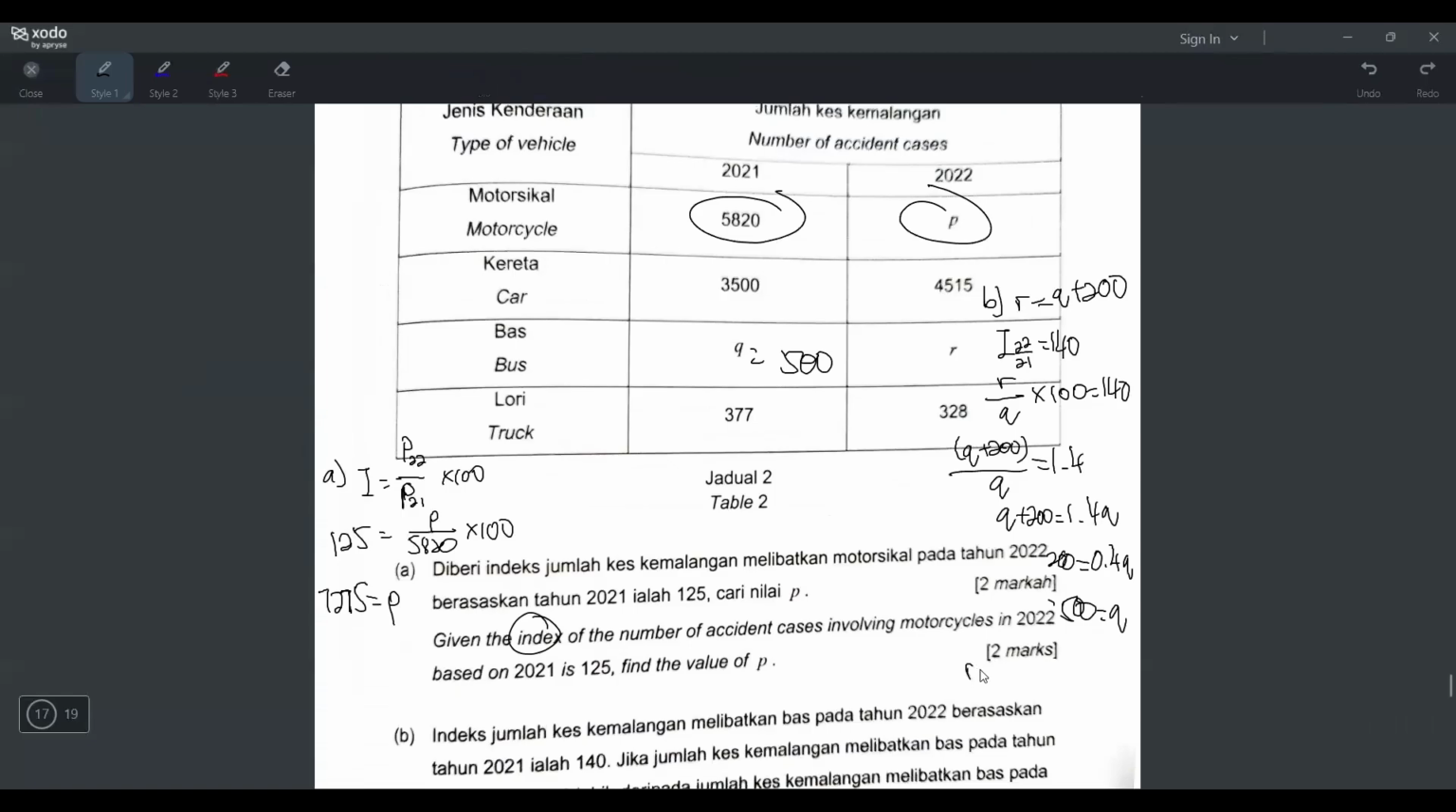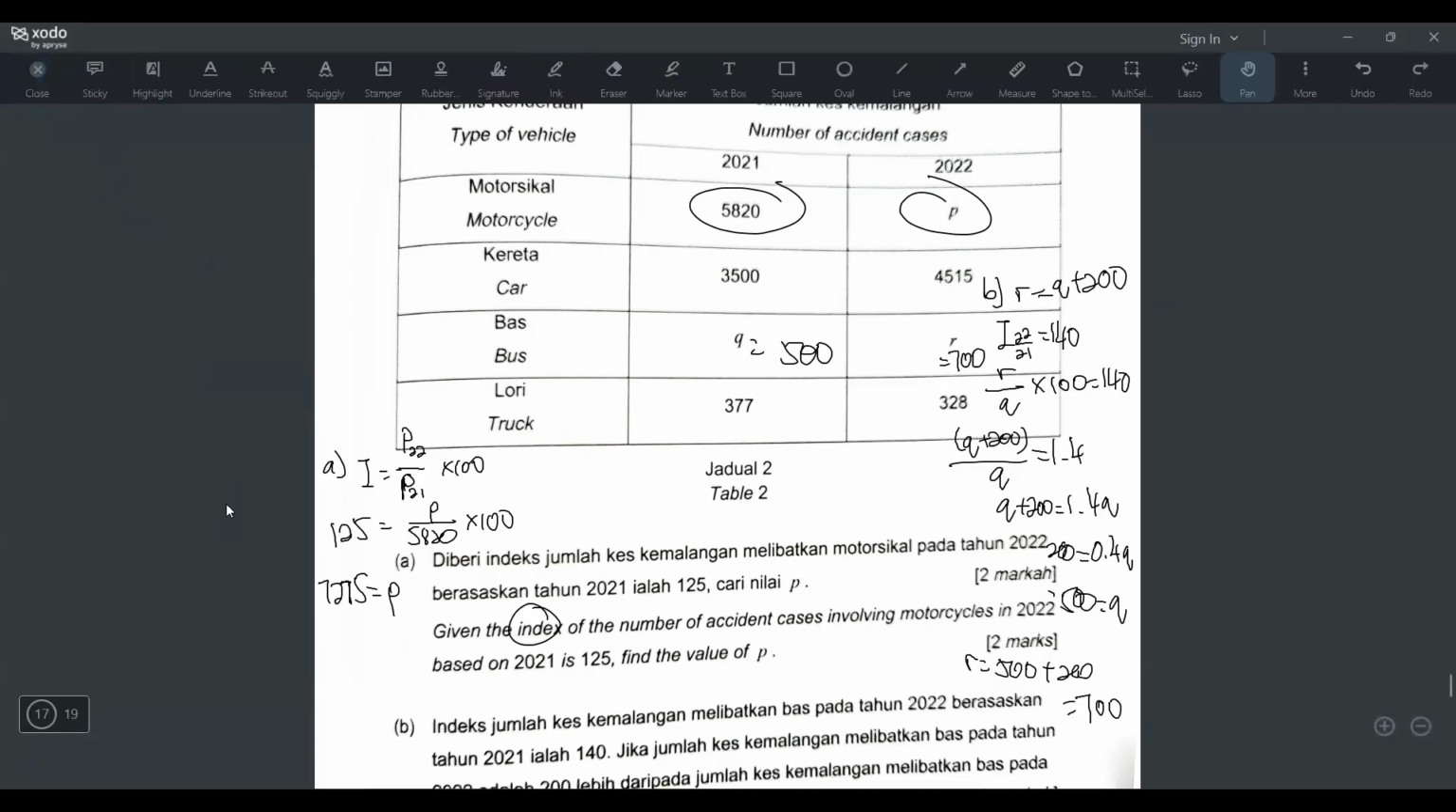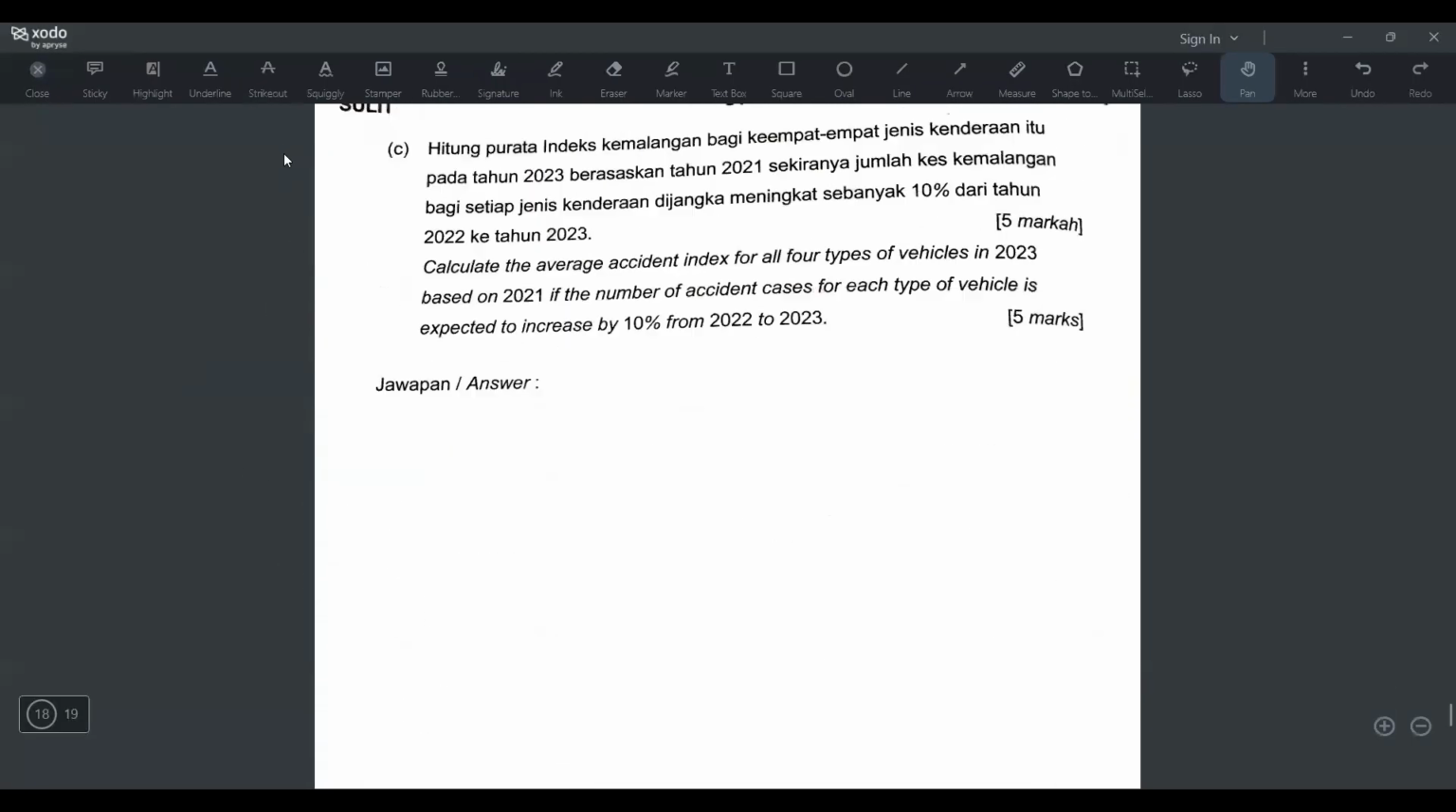And it's very easy because I substitute into this equation, right? So R equals Q plus 200. So 500 plus 200, which is 700. So R is 700. Okay, so that's how I would do it. So that's A and B done. Let's continue. Okay, let's do C.